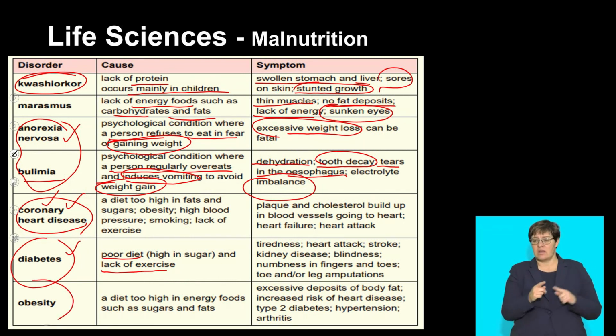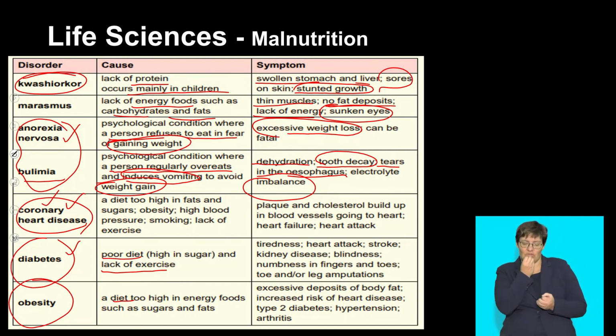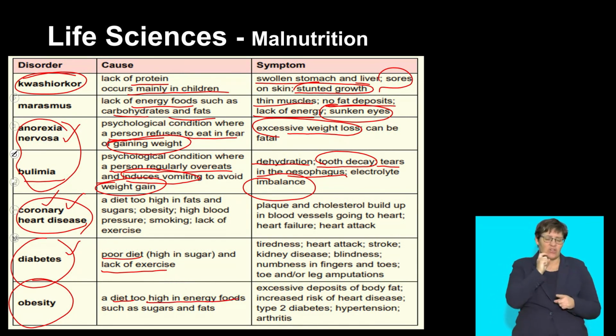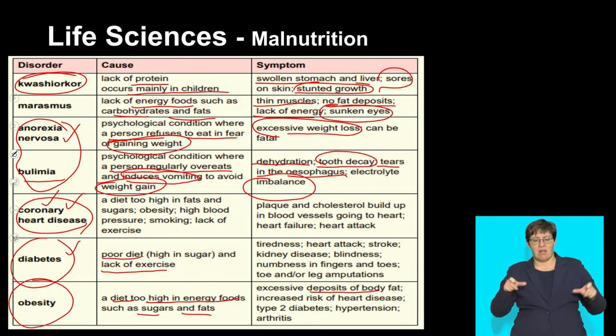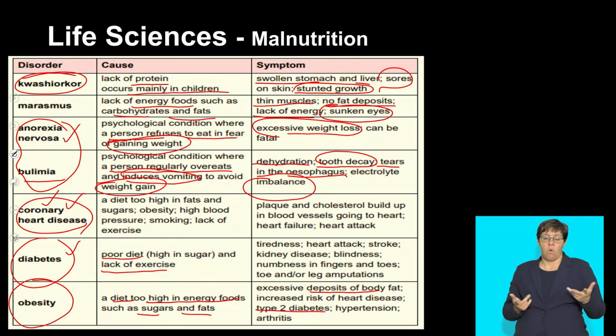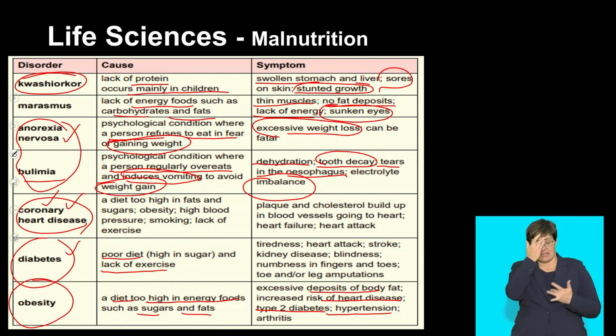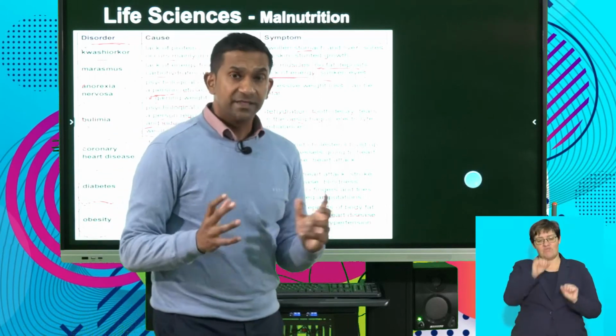And a common disorder prevalent in many countries is called obesity, and that's again due to a diet that is rich in energy foods such as sugars and fats, and it's often as a result of excessive deposits of fat, a decreased physical activity, and having a sedentary lifestyle. It's often seen in people that are type 2 diabetic, or people that suffer from hypertension or have a risk of heart diseases.